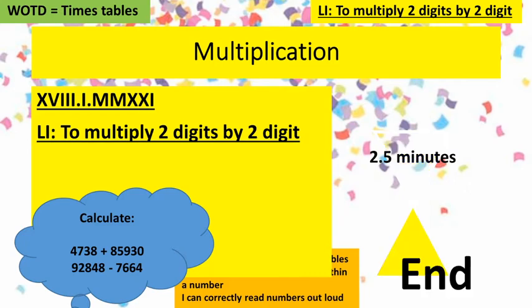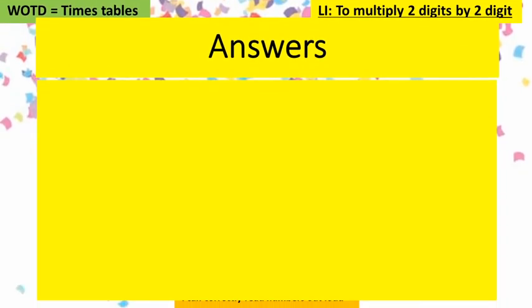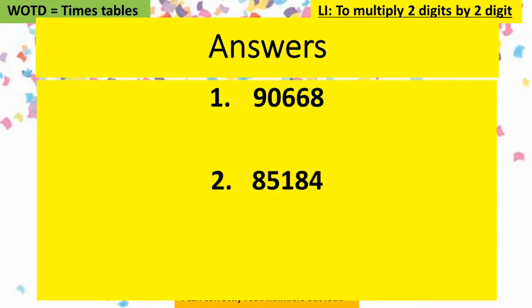Right, let's have a look at those answers. So the first answer is 90,668, and the second answer is 85,184. So well done if you got those. If you didn't, just remember to check through your working, maybe do it again. Just be really careful to make sure that you are putting things in the right place value columns and you are exchanging when you need to exchange.